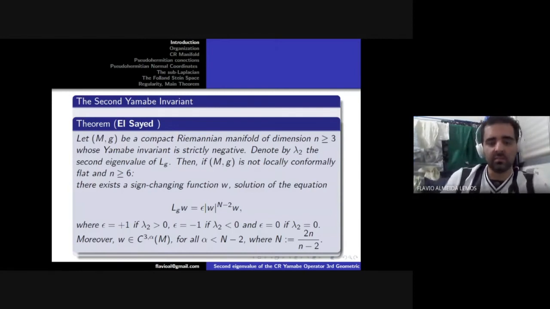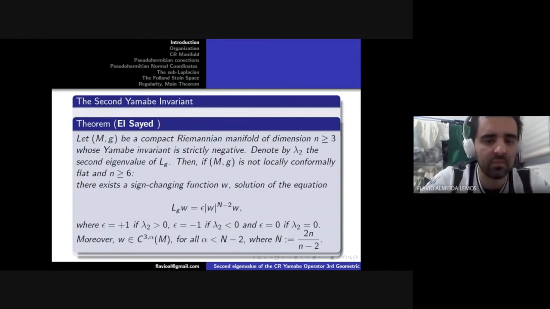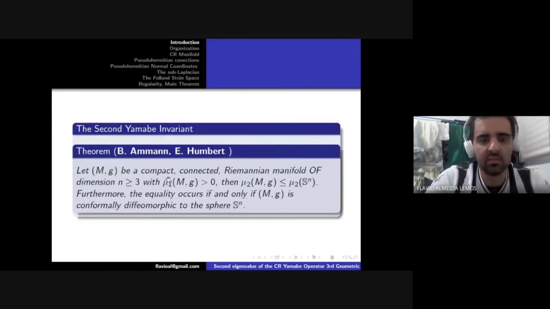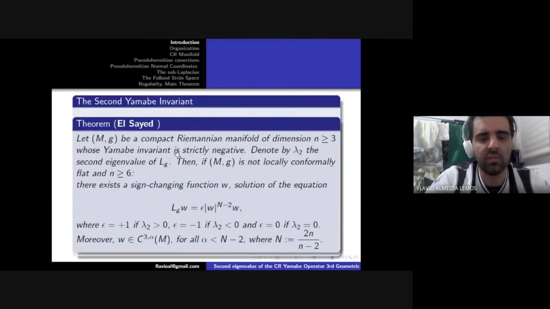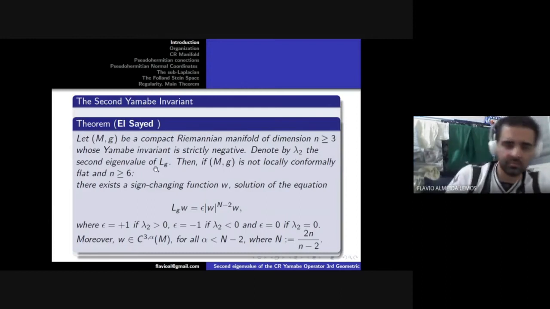They also proved the following theorem. Let (M, g) be a compact Riemannian manifold with dimension n larger than 3. Here, the Yamabe invariant is strictly negative. Okay, it's different here. We denote by lambda 2 the second eigenvalue of the Yamabe operator.